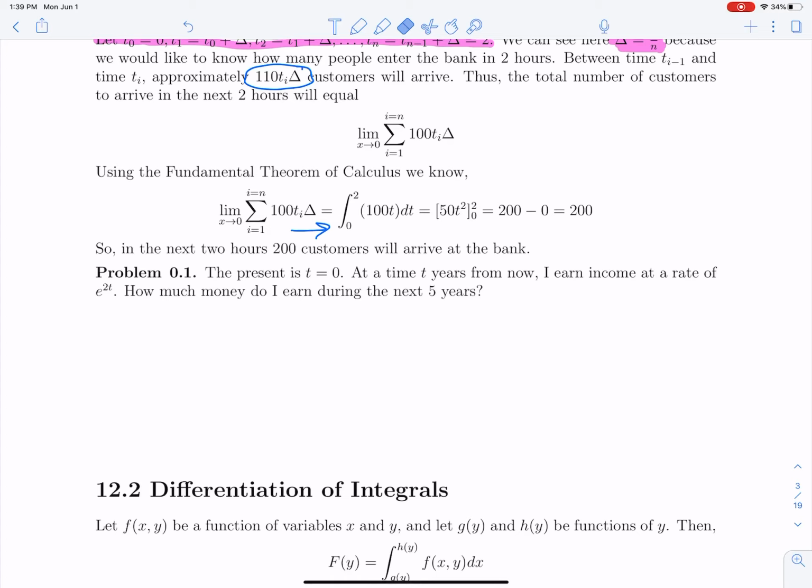We evaluate it using the power rule for integration. So if you recall from above, it's x to the n. If you evaluate it, you get x to the n plus 1 over n plus 1. So that's how we got 50t squared. Plugging in those numbers, we know that 200 customers will enter the bank.